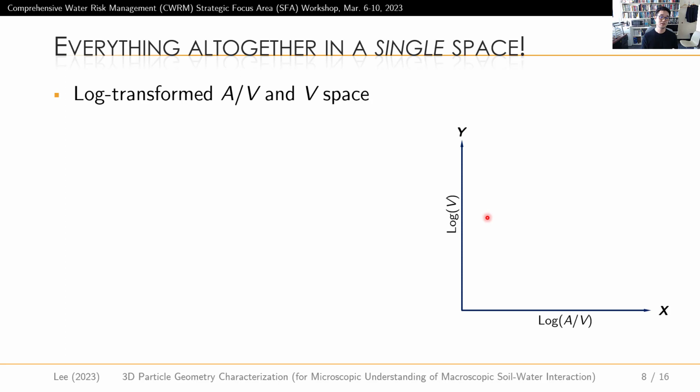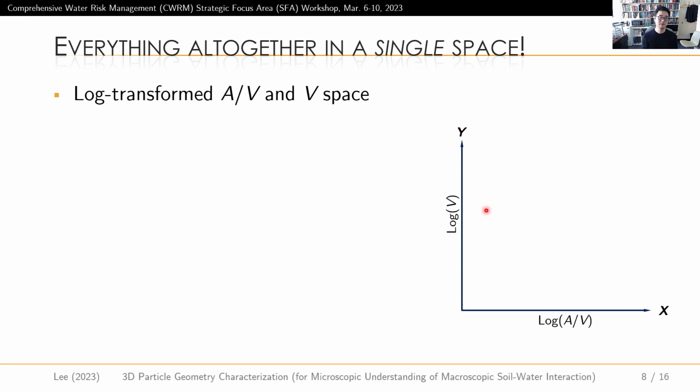So this is what I propose. My idea is we may use log transformed A over V and V space, and then we can put everything together into a single space. The x-axis is log of A over V, the surface area to volume ratio, and the vertical axis y is log of the volume. So for whatever data point in this space, we can get the surface area and the volume information.